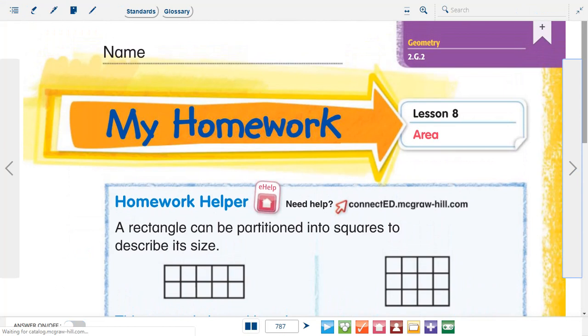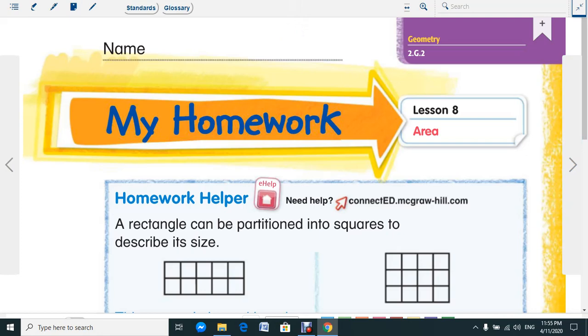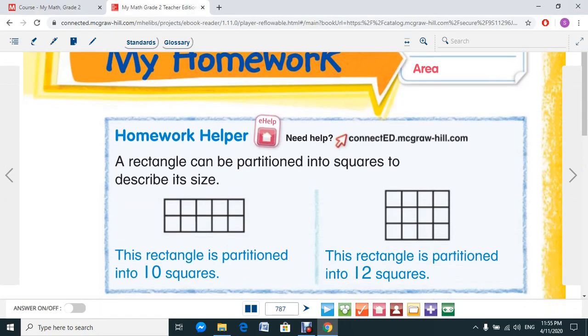Now pages 787, 788 are your homework for today. Do it and send it to me in a message as usual. If you are putting your homework in the pocket, I can't check it there, okay? So just send it in a private message in Class Dojo, and I'm going to check it.